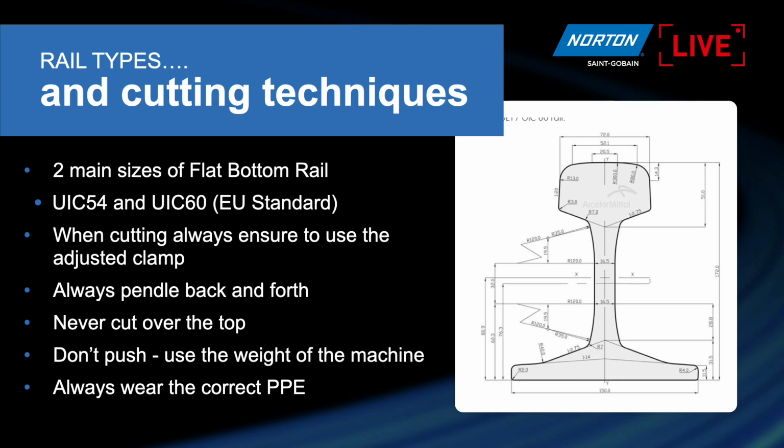And a little bit of tips, when you're actually cutting the rail, we must always ensure that you use the adjusted clamp when we're cutting. Really, really important not to be doing this freehand with the petrol saw. But I guess that doesn't happen in the market, Ian? No, thankfully. Of course not. When you're actually cutting, we say always pendle back and forth. We'll explain this in a moment, what we mean by that. We say never cut over the top of the rail. Don't push. Just use the weight of the petrol saw rather than your muscles because it's a heavy beast. And always wear the correct PPE.